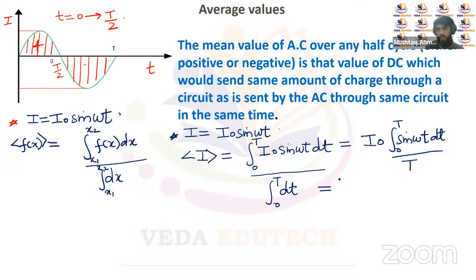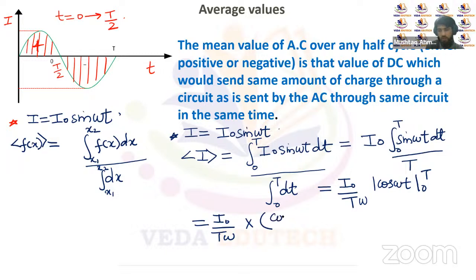We can rewrite it as I naught upon T. The integration of sine of omega t is minus cos of omega t upon omega, with the limits 0 to T. So it will be I naught upon T with omega here, multiplied by, if we substitute the values of the limits, cos of omega T, where omega is 2 pi over T and the upper limit is T, so we get cos of 2 pi, and for the lower limit 0 it will be cos of 0.